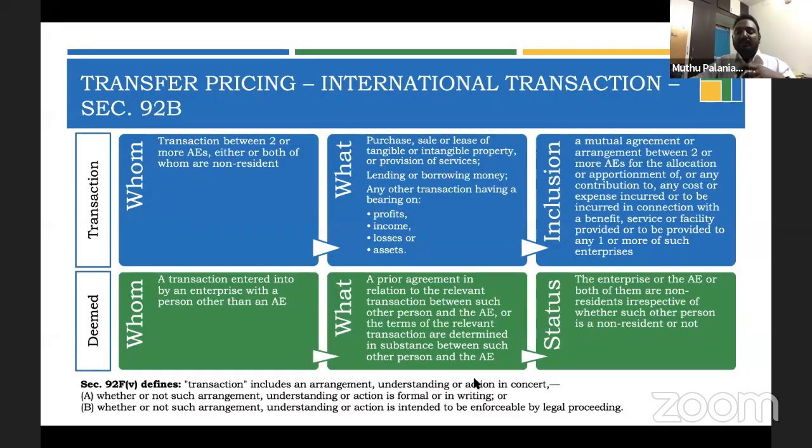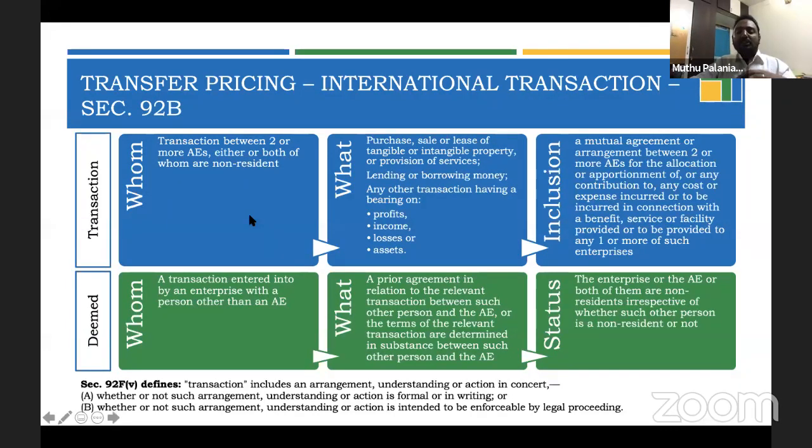Going further, we'll have to understand an international transaction. What has to be understood is with whom, what the type of transaction should be, and what is also included as a transaction. According to the Income Tax Act, any transaction between two or more associated enterprises, where either or both are non-residents, is called an international transaction. A transaction could be based on an arrangement or even an understanding, oral or in writing. It need not be legally enforceable. It is still an arrangement. It is still a transaction.